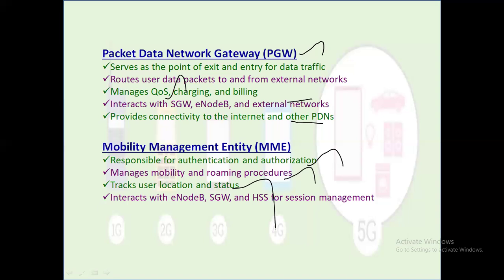This MME interacts with the eNode B, Serving Gateway, Home Subscriber Server to facilitate session management, enabling users to maintain connectivity while moving between cells and networks and ensuring secure and efficient network operations. By coordinating these functions, the MME plays a vital role in delivering seamless and reliable mobile services to users.